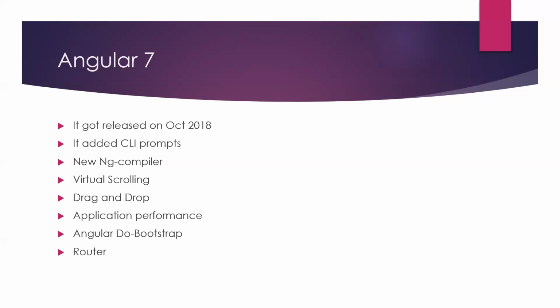Angular 7 was released in October 2018. It added CLI prompts. Previously, when you wrote ng generate or any CLI command, it directly went ahead and performed operations. But from Angular 7 onwards, it started prompting you. It asks whether you want routing in your project or not. If you say no, the app routing module does not get created. Similarly, it asks which flavor of CSS you want, whether SCSS or CSS only. Those prompts helped you generate your project structure with your own flavor of CSS or routing based on your requirement. So this was one of the changes.